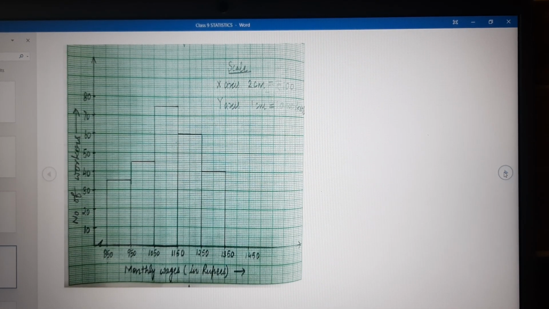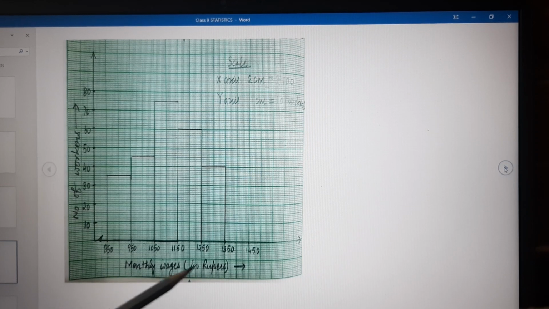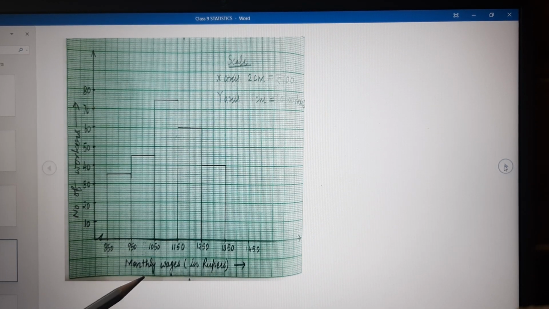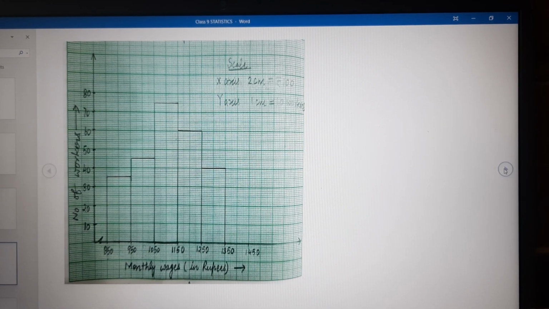Fine. We need to remember that we have to write this also, monthly wages in rupees. What are you representing on the x-axis? What are you representing on the y-axis? That is also very, very important.